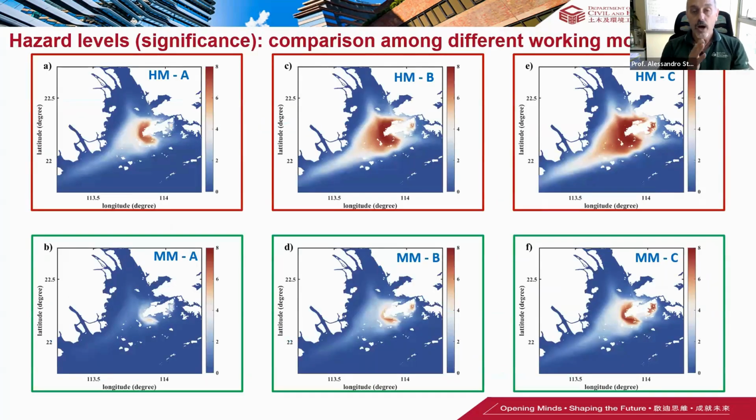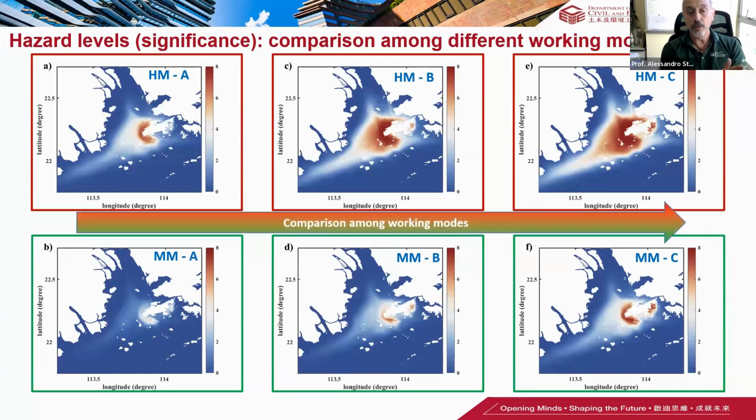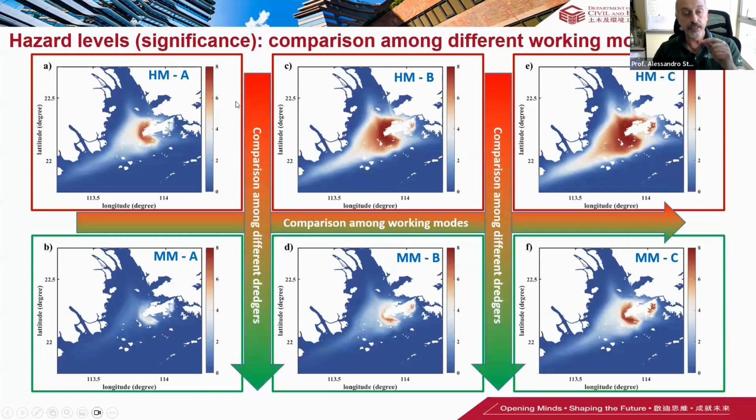So then why is this approach useful? Because you can compare different working modes. HM means hydraulic dredging, MM means mechanical dredging, and these A, B, and C are the different working modes. So you can compare different working modes for a single dredger, or for a single working mode, the impact of the hydraulic dredger versus mechanical dredgers.